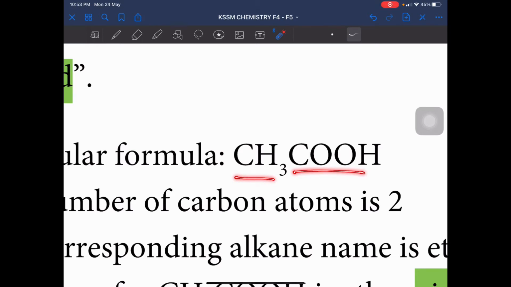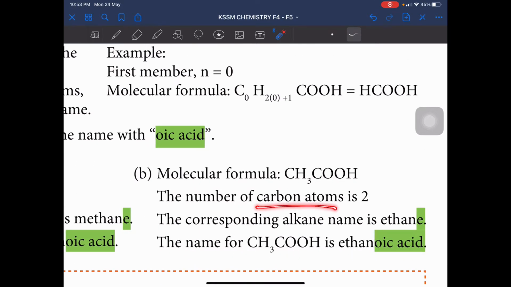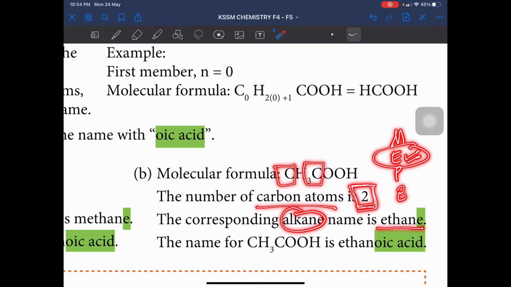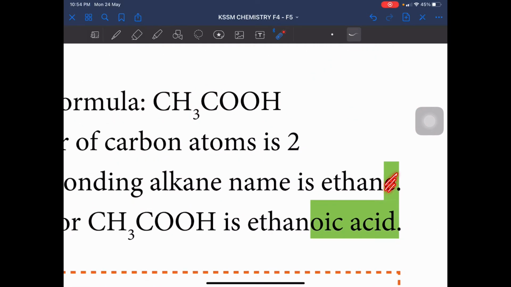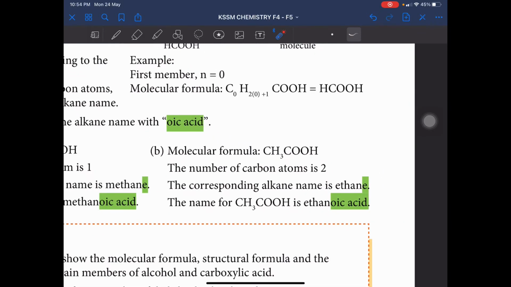CH3COOH, count first how many carbon atoms it has. Ada 1, ada 2. There are 2 carbon atoms. So if there are 2 carbon atoms, remember, my elephant pergi beli kan? So second one, ada 2 atom carbon. So that alkane is known as ethane. Kan the second one, right? Ethane. So buang E and then replace it with OIC acid. So ethane will become ethanoic acid. Okay, so that's how you name the carboxylic acid.